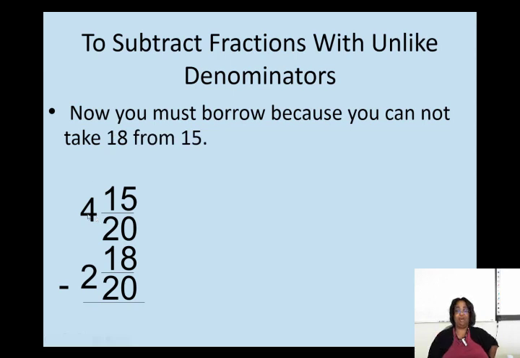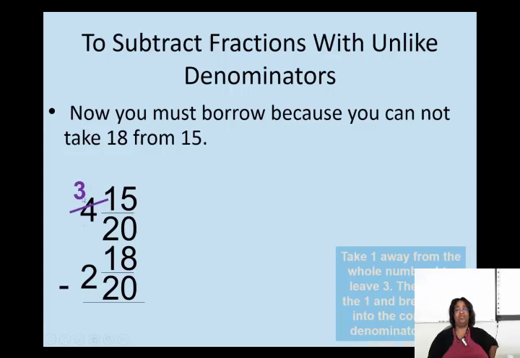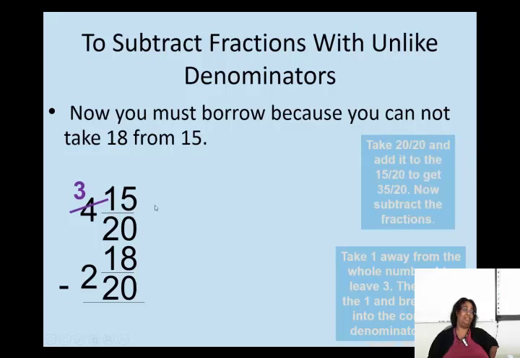So I'm going to take 1 from the 4, and it's going to become a 3. Now what do I do with this 1 I just took away? It's going to be added to the 15 over 20. But in order to add it to the 15 over 20, I got to break it up. It's still 1, but I have to break it up into my common denominator. What was my common denominator here in this problem? 20. So the 1 becomes 20 over 20.